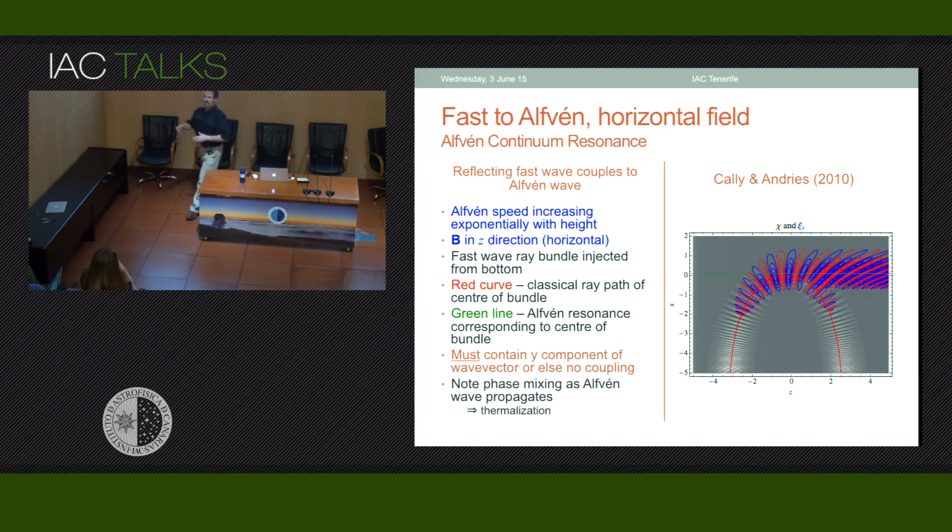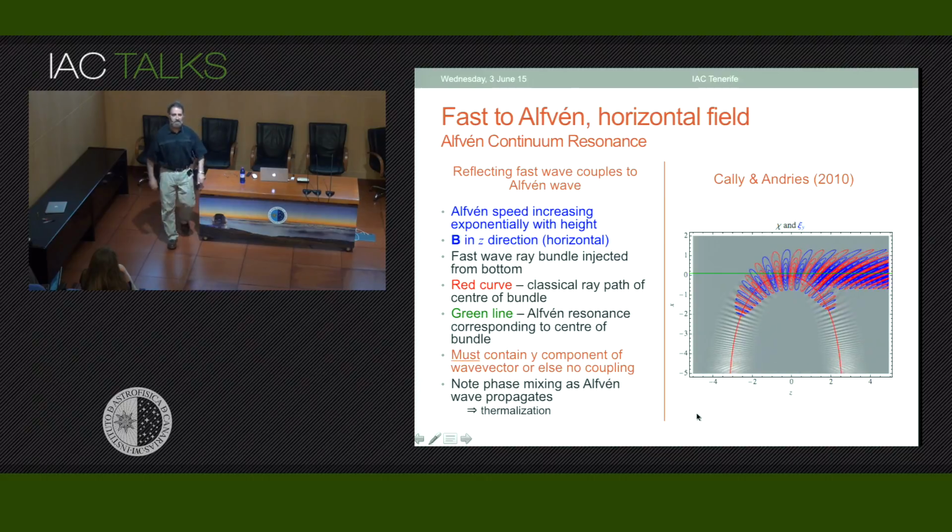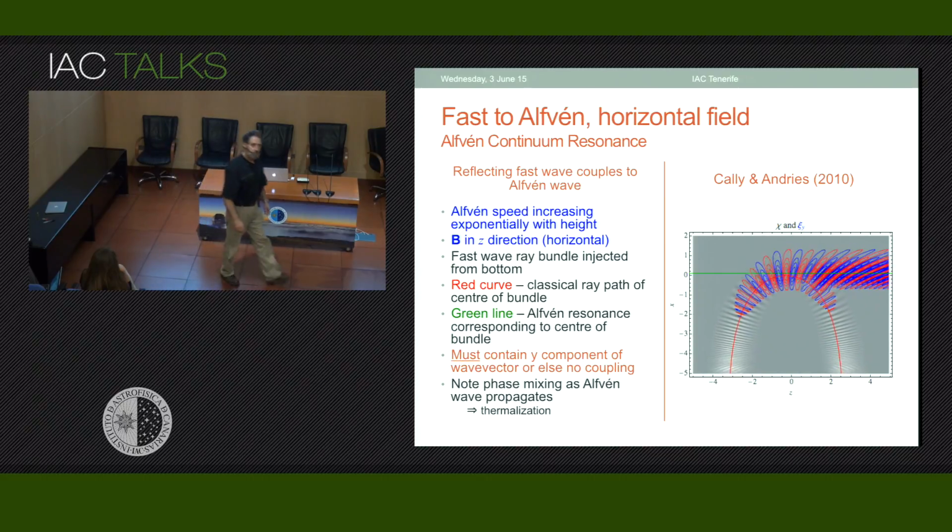So the grayscale is essentially the pressure perturbation. That's what the fast wave has. And the out of the board velocity is shown by the red and the blue. And if we watch that for a little while, there is the purest case of mode conversion I think you could imagine.